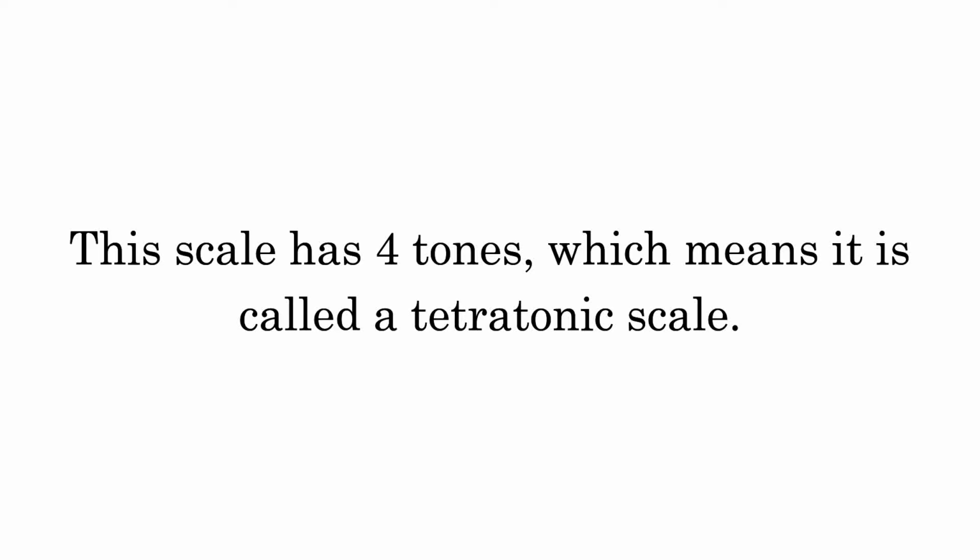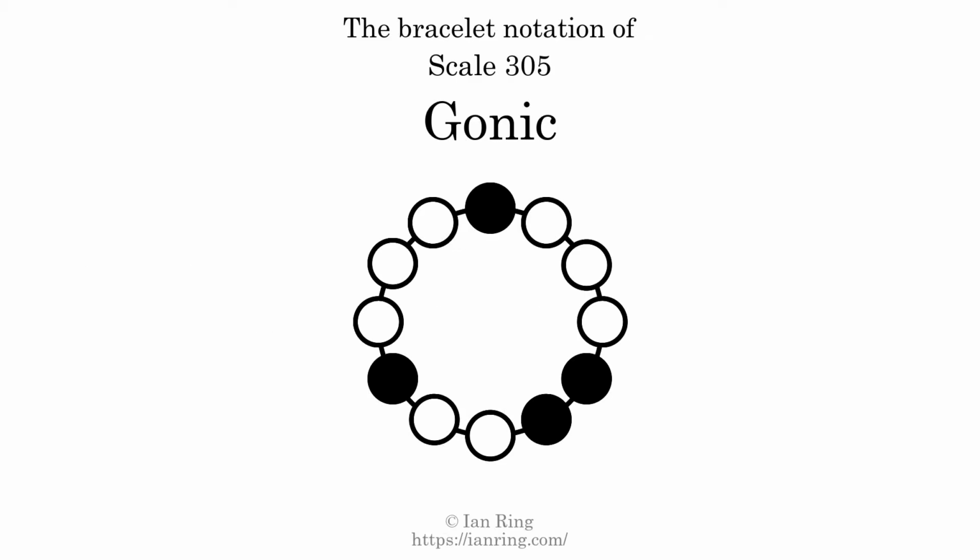This scale has 4 tones, which means it is called a tetratonic scale. This is a bracelet notation diagram of scale 305. The shaded circles represent tones that appear in the scale, and they are read clockwise, starting at the top.